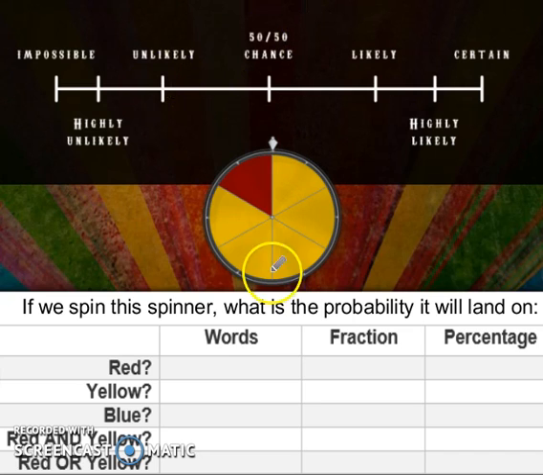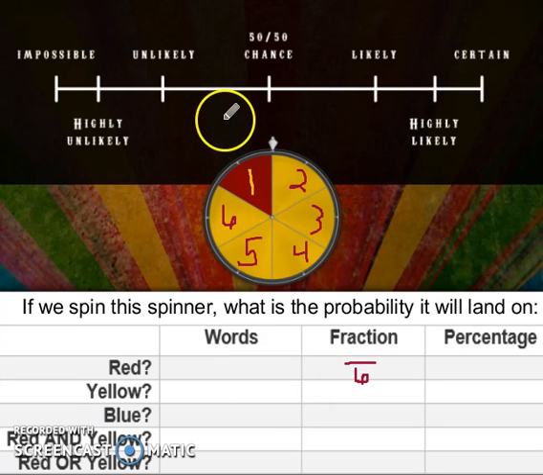So let's look at a spinner. I have a spinner here with 1, 2, 3, 4, 5, 6 pieces on my spinner, and I would like to know, if we spin this spinner, what is the probability it will land on red? Well, I have to make my fraction first. I think about all the possibilities. There are 6 possibilities. How many of them are red? 1 is red, so there is a 1/6 chance.